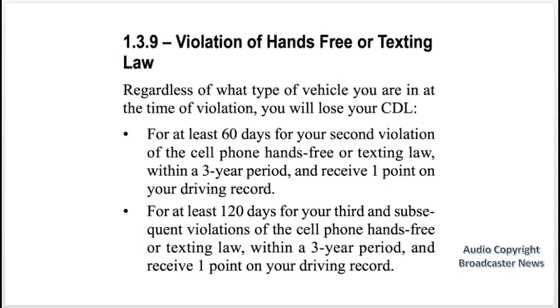1.3.9 Violations of hands-free or texting. Cell phones while driving. Listen up. Regardless of what type of vehicle you are in at the time of a violation, you will lose your CDL for at least 60 days for your second violation of the cell phone hands-free or texting law within a 3-year period, and receive 1 point on your driving record. Or for at least 120 days for your third violation of the cell phone hands-free texting law within a 3-year period and receive 1 point on your driving record.